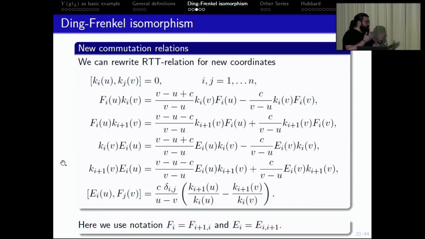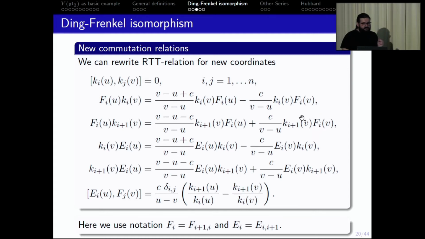So the direct answer was given by the Ding-Frenkel isomorphism. Your diagonal part, the k_i, they commute. We call it the quantum part of the algebra. Then, very naturally, F is part of what we call the positive Borel, E is another part that we call the negative Borel, but okay. And they have the same commutation relations as for GL2. So elements near the diagonal act like GL2. And if you're familiar a little bit with representation theory, it's a very natural way to act.